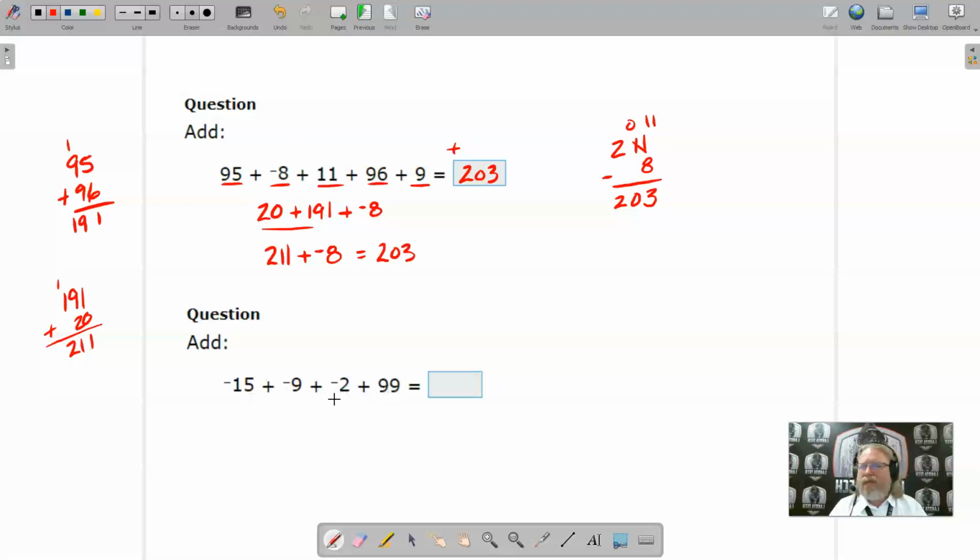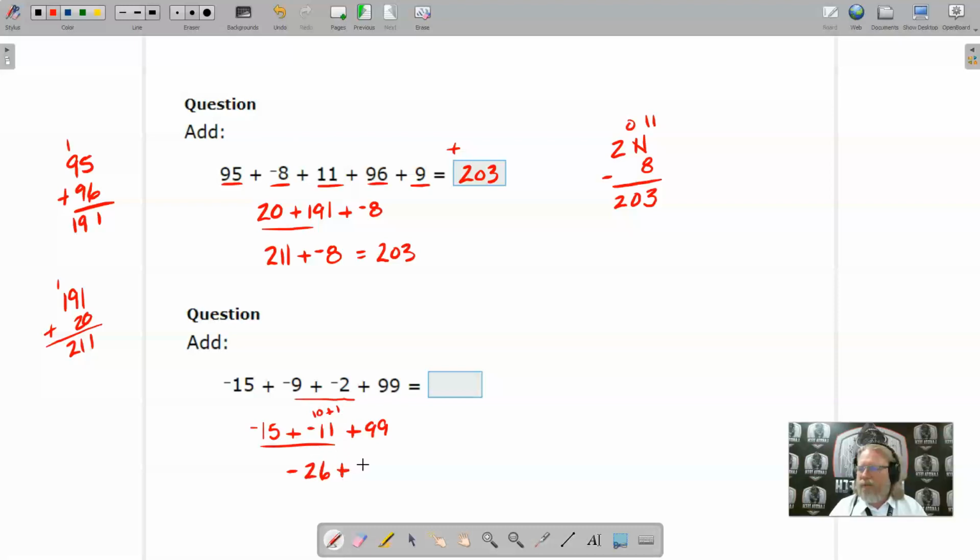Finally, last one here. I have 3 negatives and a positive. Let's see. Let's put these two together right here. So -15 plus -9, -2 is going to be -11. They're both the same sign, so it's going to be negative. And plus 99. Now let's go ahead and add the two negatives together. They are both negative, so our answer is going to be negative. 15 plus 11. Well, think of 11 as 10 plus 1, right? So 15 plus 10 is 25, plus 1 more is 26.